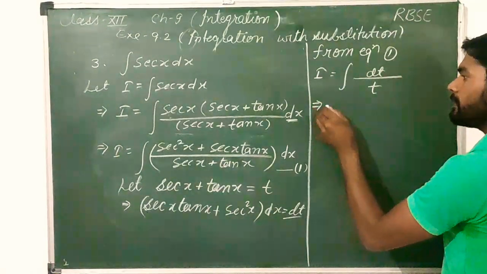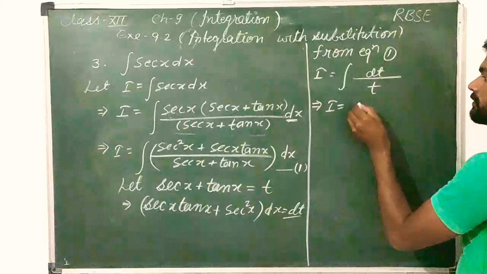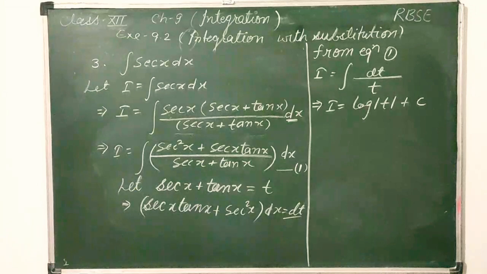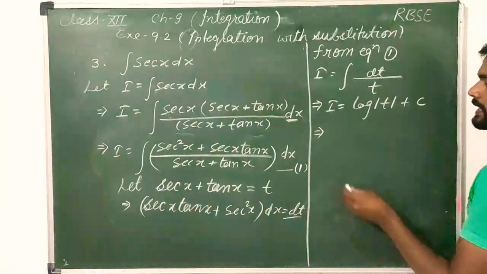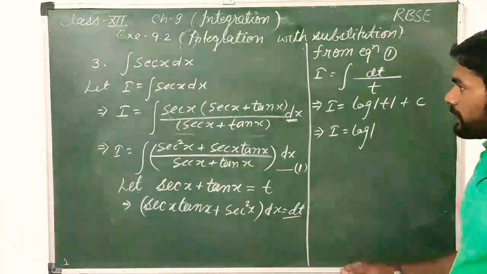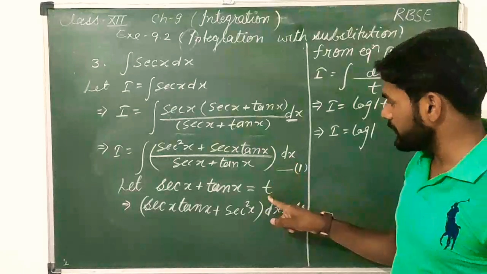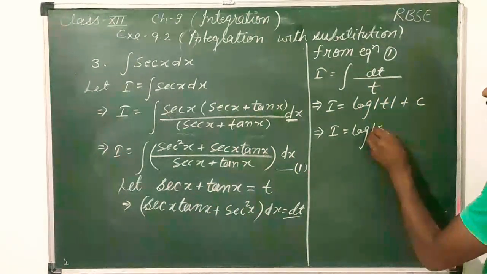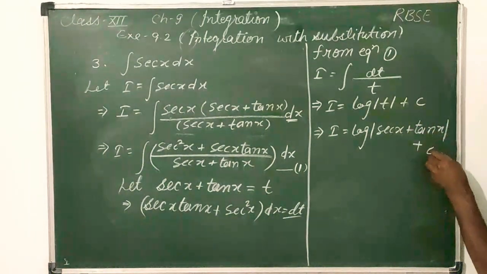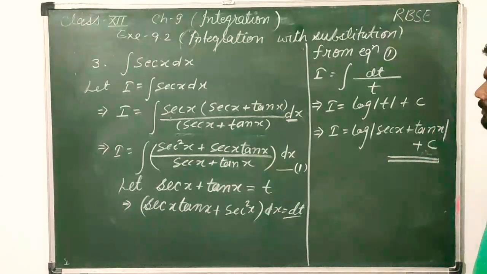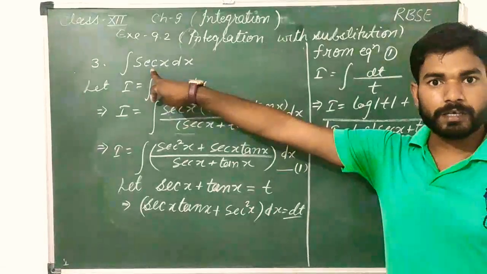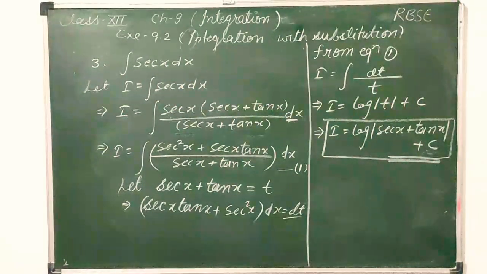So now our function will become I is equal to log mod of t plus c. Finally, we can say that I is equal to log modulus of t, and t is here sec x plus tan x, so log modulus of sec x plus tan x plus c. So it is the next formula to calculate the integration of sec x. And now the last, cosec x.